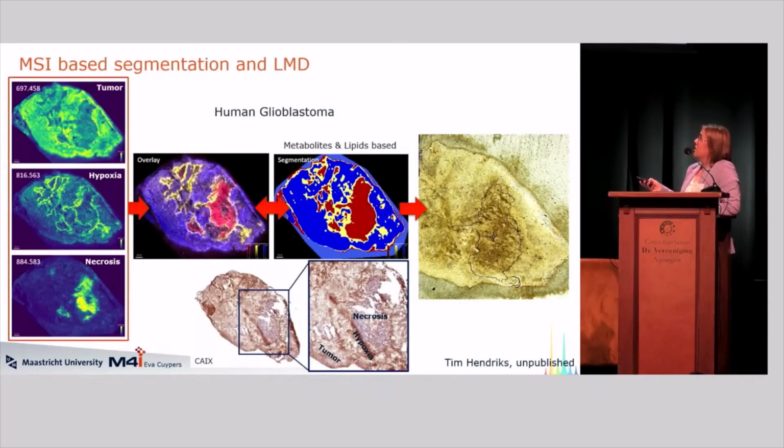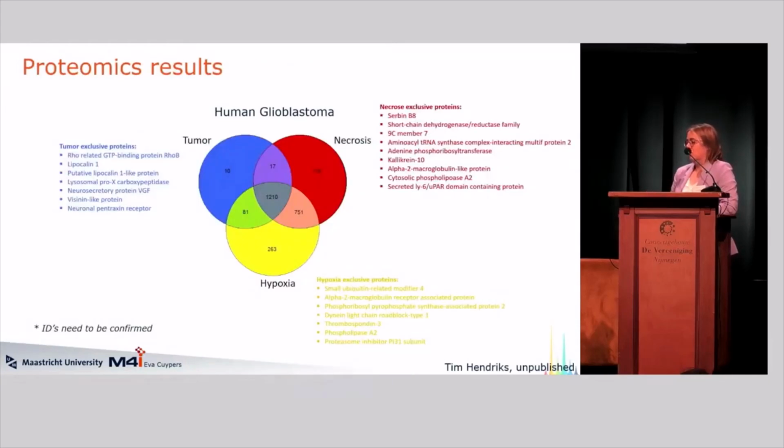So how does it look? On the left you see just images with different regions. This is a human glioblastoma sample. You have the tumor regions, the hypoxic regions, and the necrotic regions. Here again is the CA9 staining to show where the hypoxic and necrotic regions are. This segmentation is done unsupervised, but it matches quite nicely with the masses we found that are specific for the different regions. And this is what the LMD protocol looks like. You cut out a region, in this case the necrotic region, and then do an extraction for lipidomics and proteomics on the same sample.